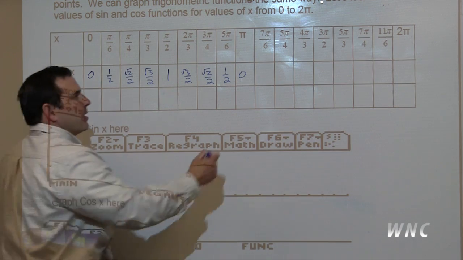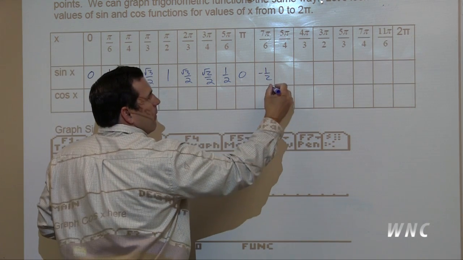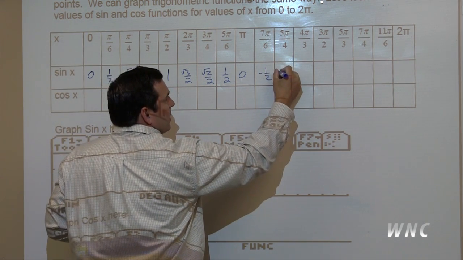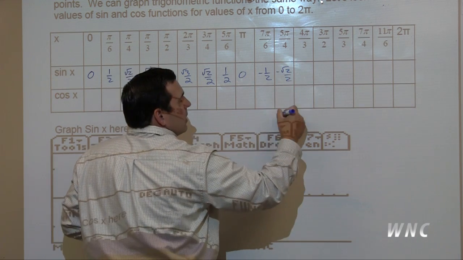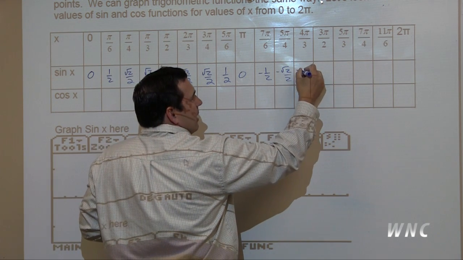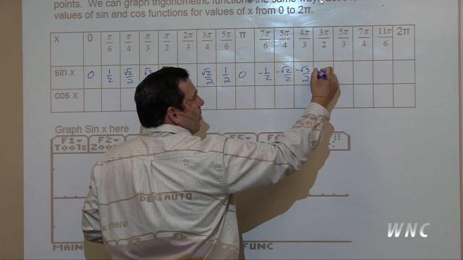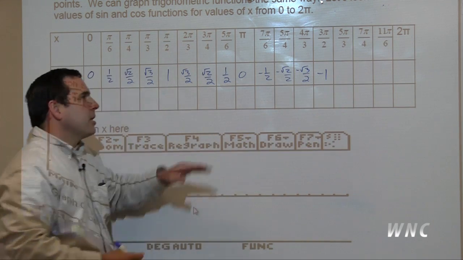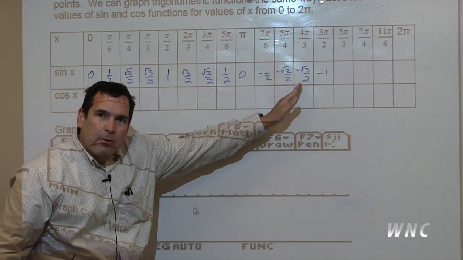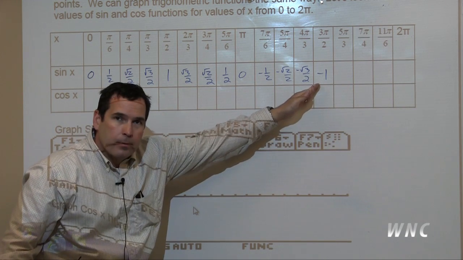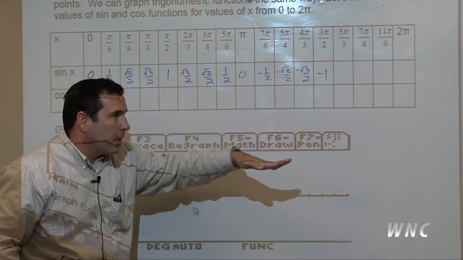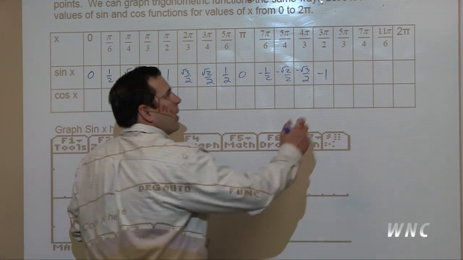Sine of 7 pi over 6 is negative 1/2. Sine of 5 pi over 4 is negative square root of 2 over 2. Sine of 4 pi over 3 is negative square root of 3 over 2. And sine of 3 pi over 2 is negative 1. So you notice it had those same values, now with negatives going down to negative 1. That's going to bottom out at negative 1, and it's going to start going up again.